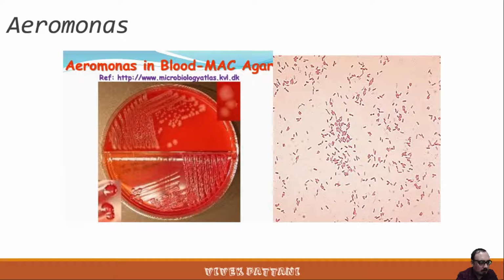Okay, this one is a colony on blood agar and MacConkey agar. Colony of Aeromonas. This one is on blood agar, and this one is on MacConkey agar. In blood agar, normally sheep blood is used, and in chocolate agar also blood is used.